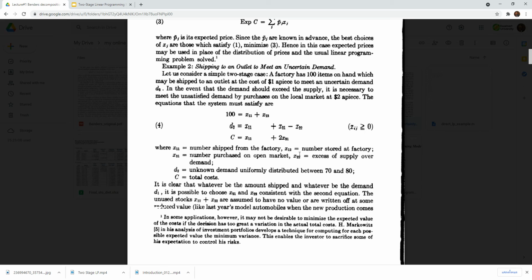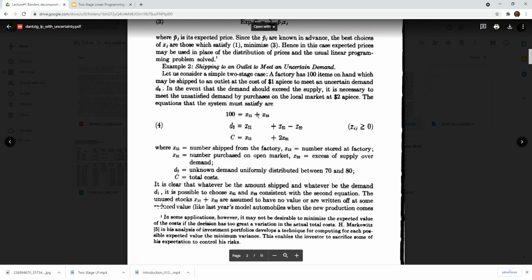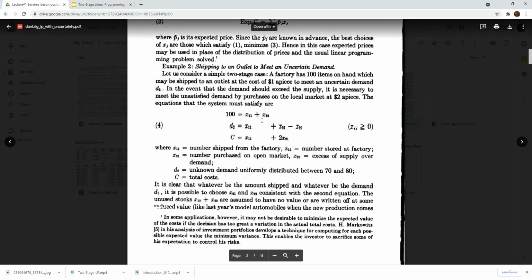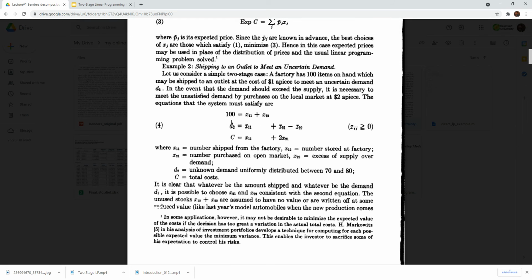X sub 1 2 is the number stored at the factory. This means you might not send all 100 units to your customer. There will be some remaining inventory or safety stock kept in your factory, and that's represented as x sub 1 2. That's the equation on the supply side: 100 supply is equal to the amount that we ship to the customer plus the safety stock or inventory on hand that we need to keep.